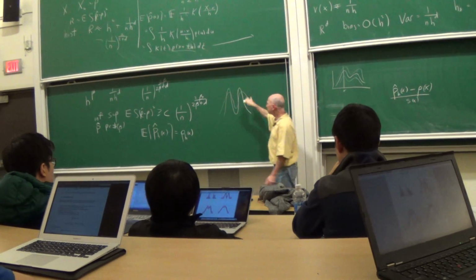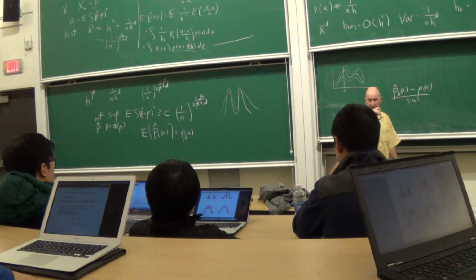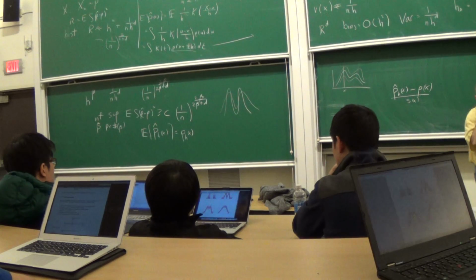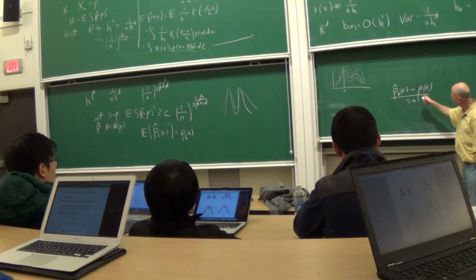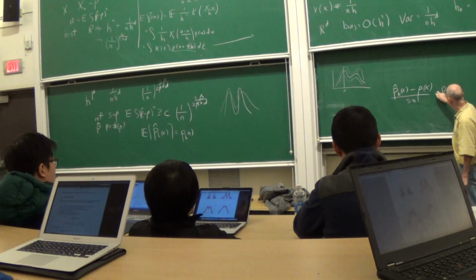It's kind of a smudged out version of the true density. It's a smoothed out version. That's not surprising because that's what we're doing when we're doing kernel density estimating. We're smoothing. So it's kind of a smooth version of the truth. So what I want to do here is add and subtract the mean.